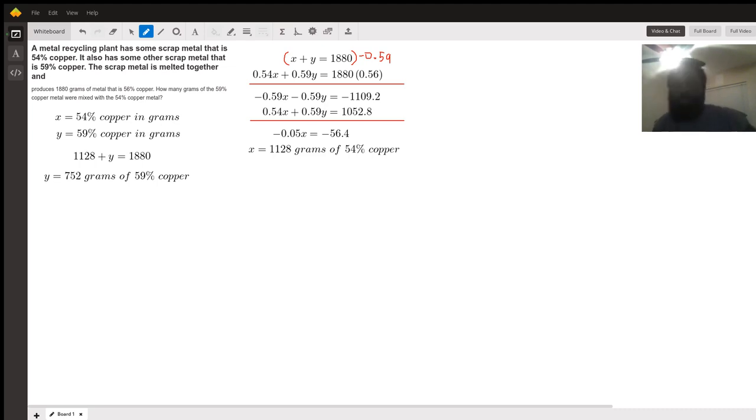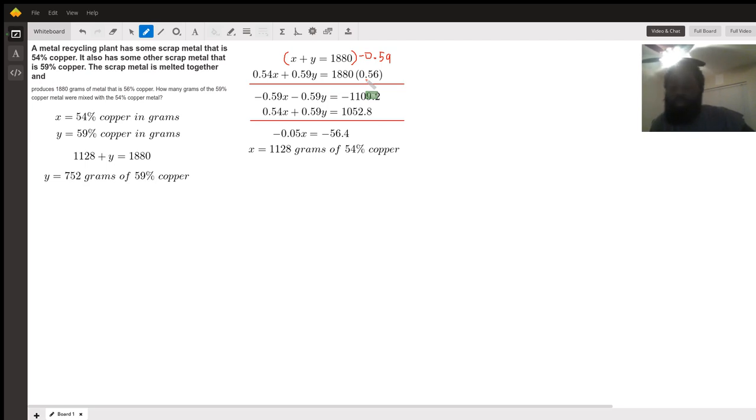So you have to set up a system of linear equations to solve this situation. Let the x value represent the 54% copper in grams, and let y equal 59% copper in grams. And we let the equation x plus y equals the total number of grams of metal, okay? And the second equation equals 54% of copper metal plus 59% of copper metal equals the total number of grams of the mixture times 56%. Okay.